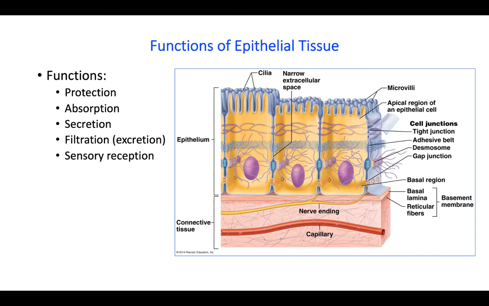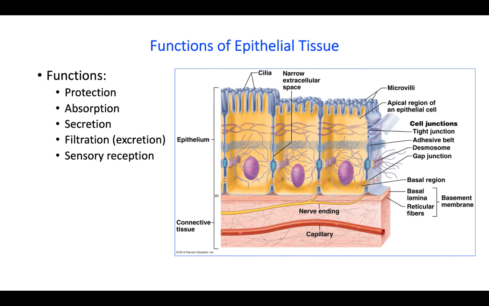Another function is filtration or excretion. Epithelium in the kidney gets rid of materials such as waste from the body. Therefore, epithelium acts as a passage for small molecules through a sieve-like membrane. Sieve-like, S-I-E-V-E, sieve-like membrane, a kind of filtration. So in the kidney, water can be absorbed and waste substances can be removed.